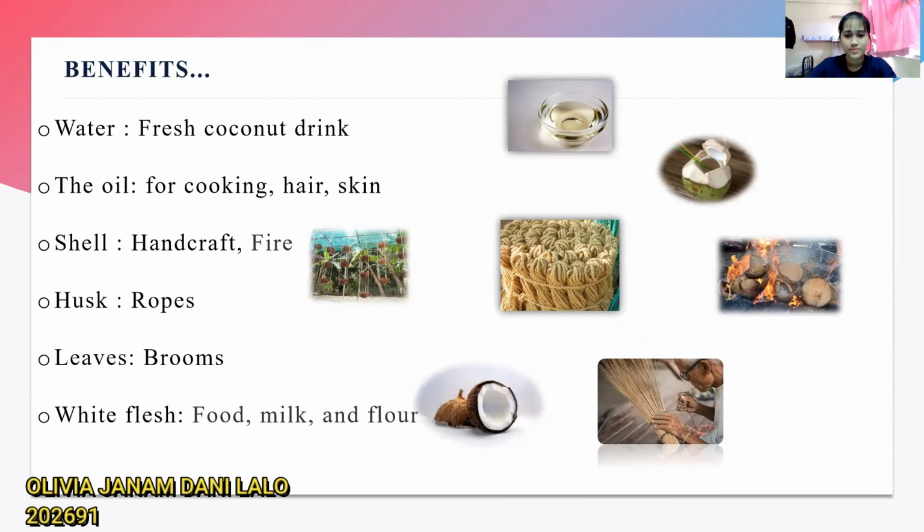A lot of benefits we can get from coconut. Firstly, water: we can get a fresh coconut drink. Next, we can get oil for cooking, hair, and our skin. From coconut shell, we can make handicrafts and fire. Not only that, we can make ropes from coconut husks. Leaves of coconut trees can make brooms. And lastly, the white flesh of coconut can produce food, meal, and flour.